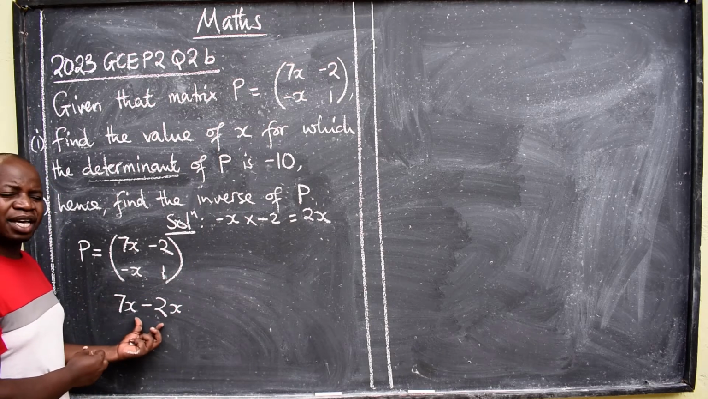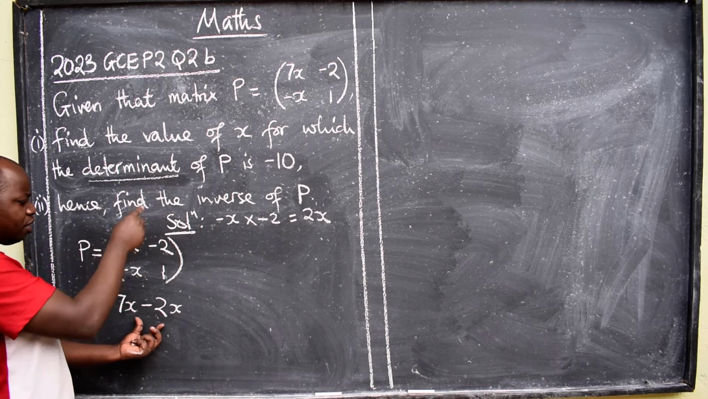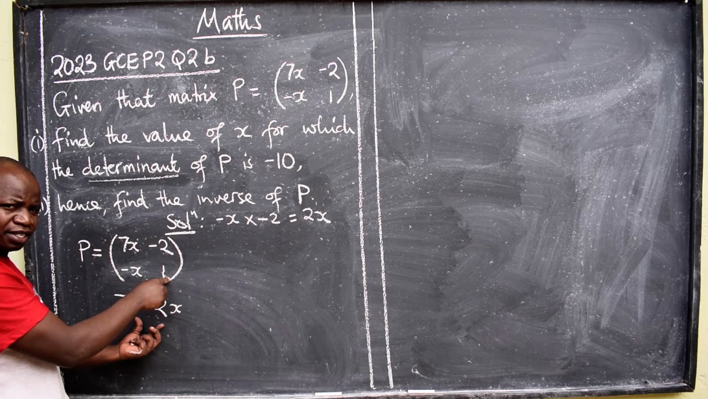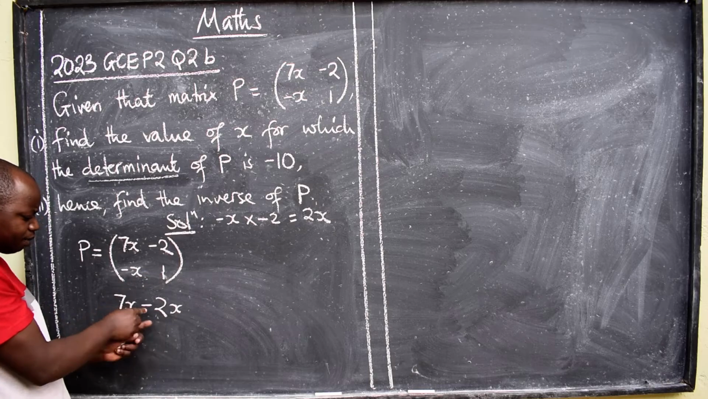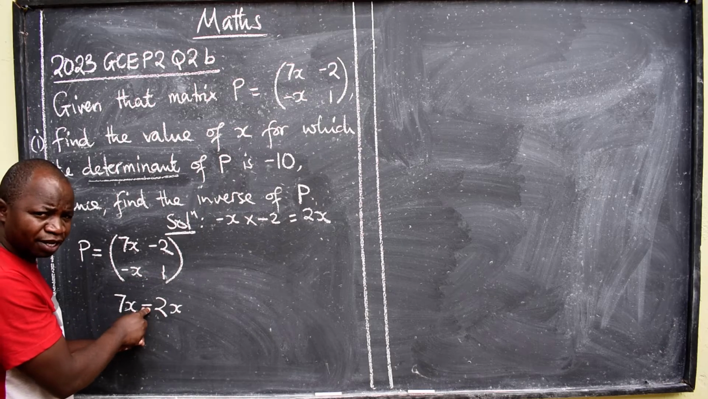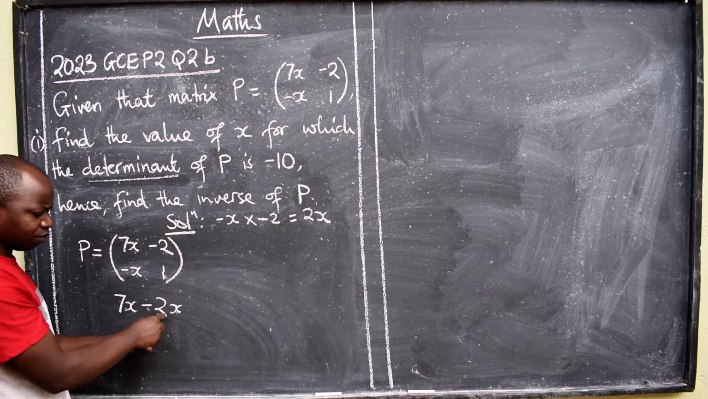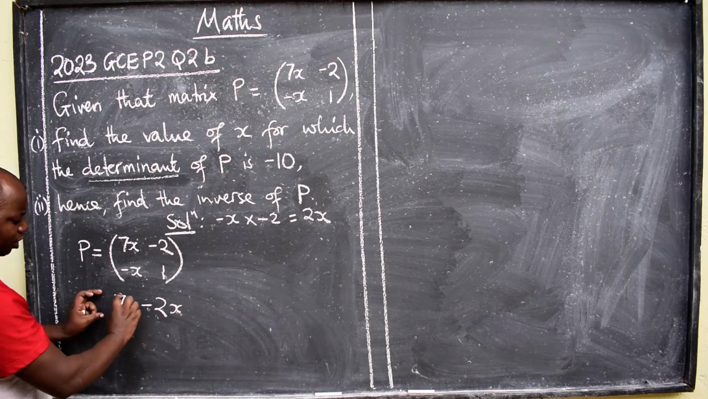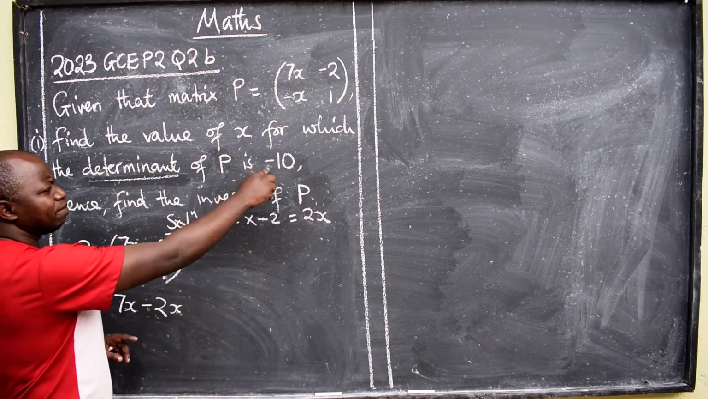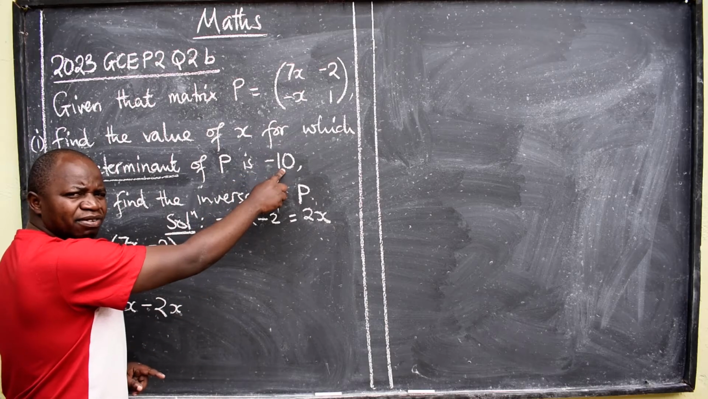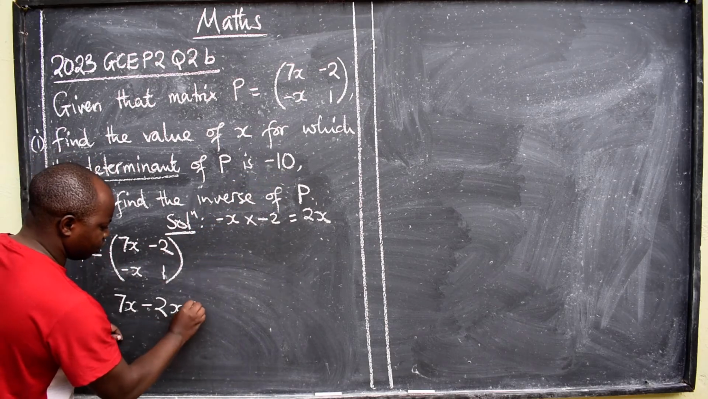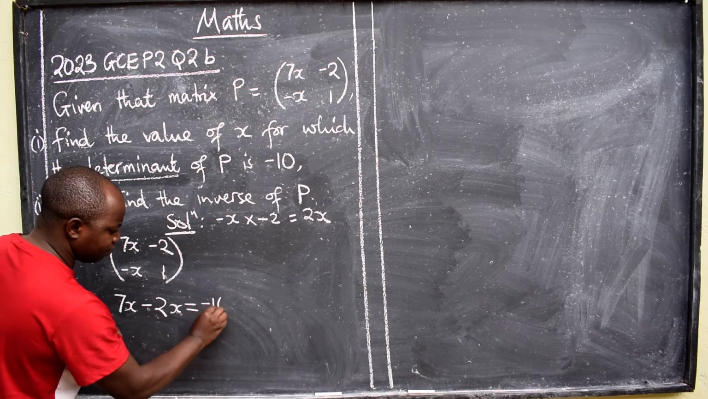This is the way we calculate determinant. You multiply, always start with this. This times this gives you this. Put minus always here, not plus. Then this times this gives you positive 2x. Now we are told that the determinant must be equated to negative 10. So we are going to say equals negative 10.